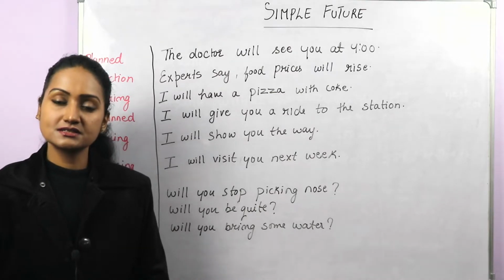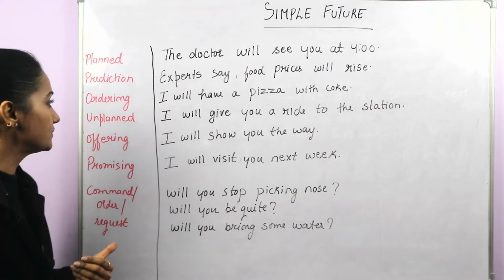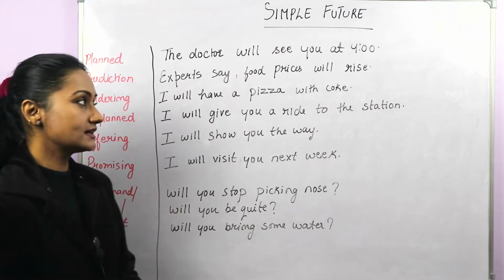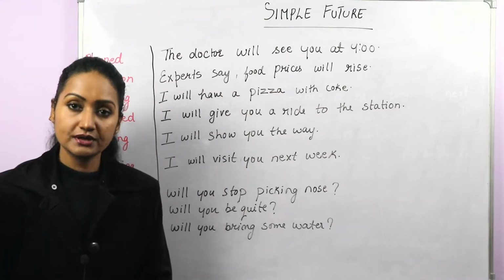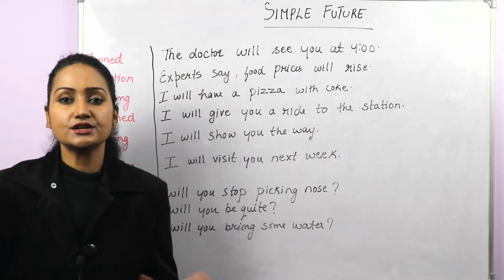Next situation is ordering. Whenever you order something, for example, you go to a restaurant and you order, I will have a pizza with Coke. Or I will have dal rice. So whenever there's an order, you can use will.